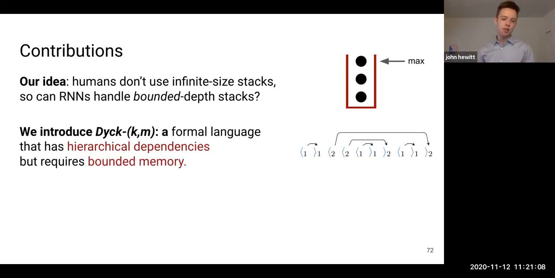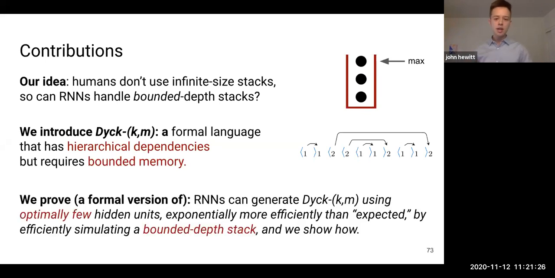Contribution 2 is a formal language that reflects things about syntax. It has hierarchical dependencies like human language syntax does, but it requires bounded memory, not unbounded memory. And thus it's possible that systems with a finite memory can actually do something with these languages. And then we prove a result that I think was very surprising to me, and fascinating.